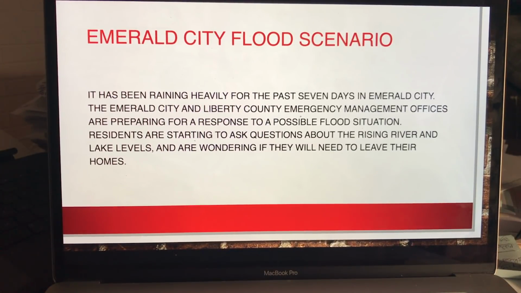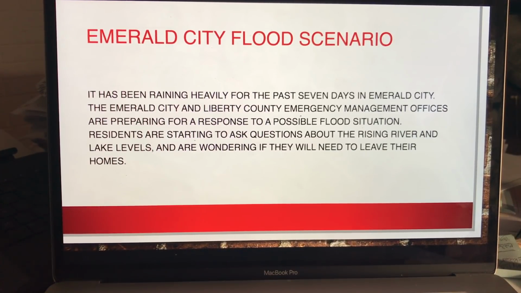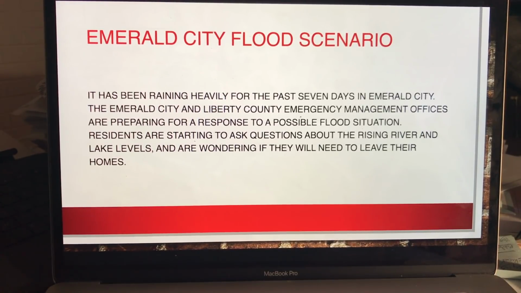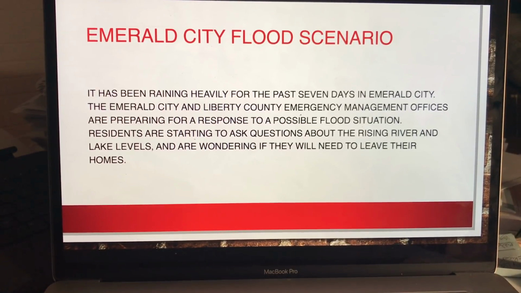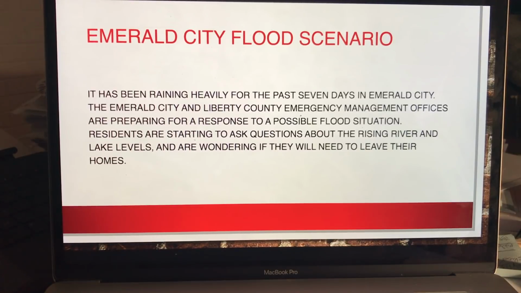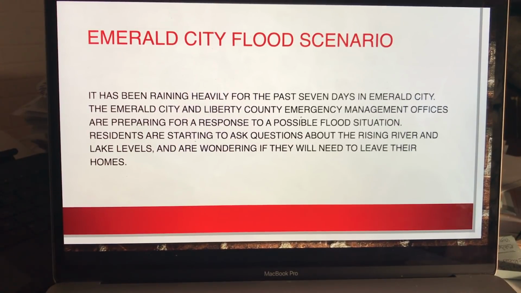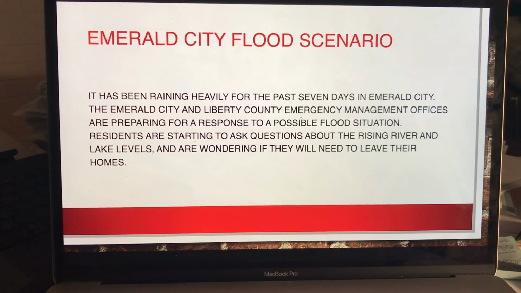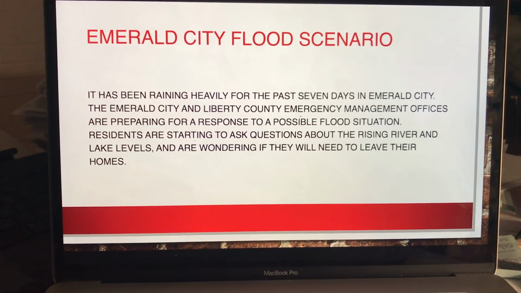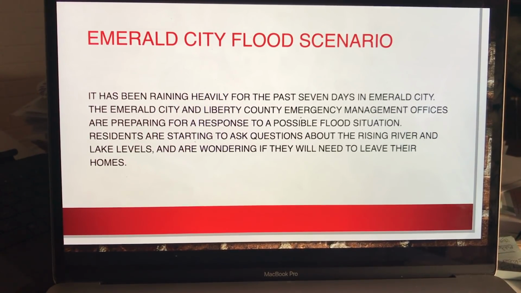Emerald City flood scenario. It has been raining heavily for the past 7 days in Emerald City. The Emerald City and Liberty County Emergency Management Offices are preparing for a response to a possible flood situation. Residents are starting to ask questions about the rising river and lake levels and are wondering if they need to leave their homes.